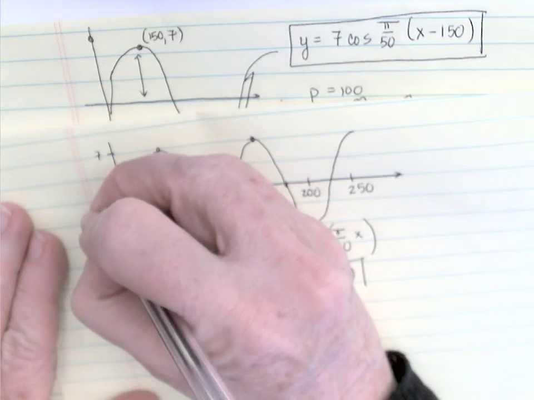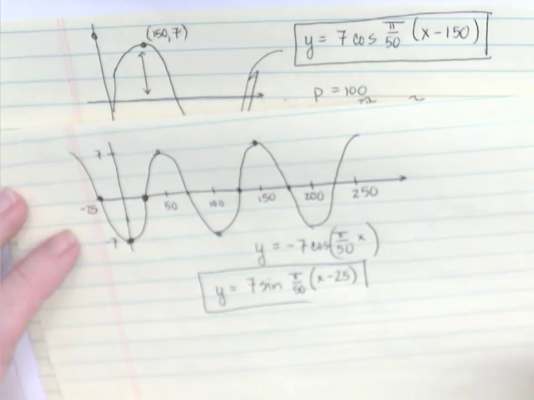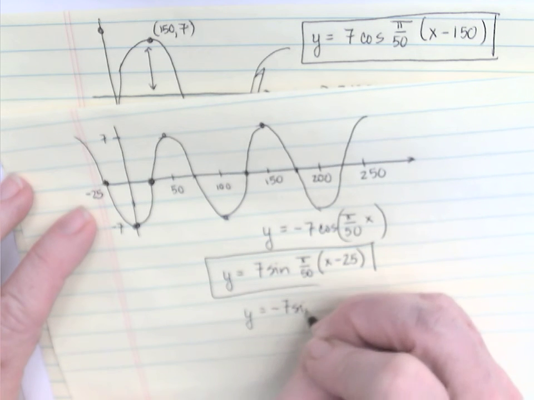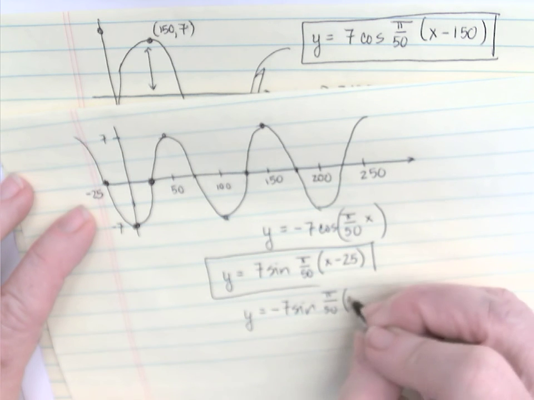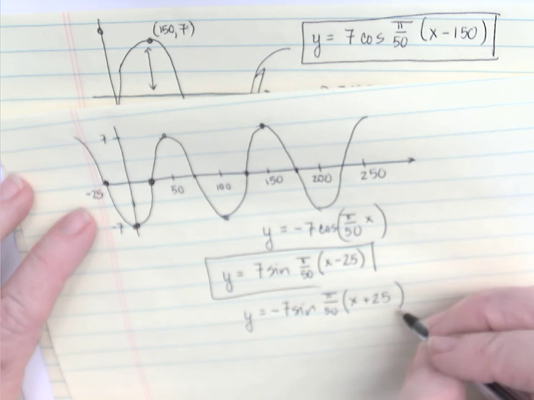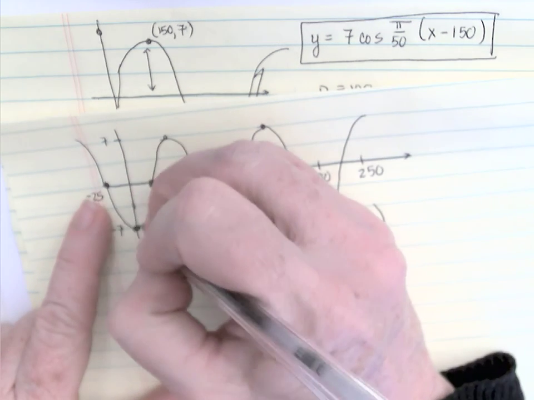and that would be fine as well. You could consider the fact that this point is at -25, so you could write y is negative sine pi over 50, but then you would have to add x plus 25 to indicate the fact that you've shifted this 25 units to the left and it's going down instead of going up.